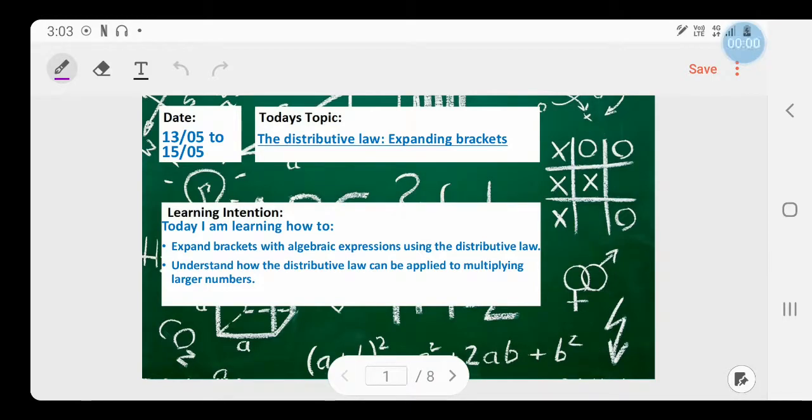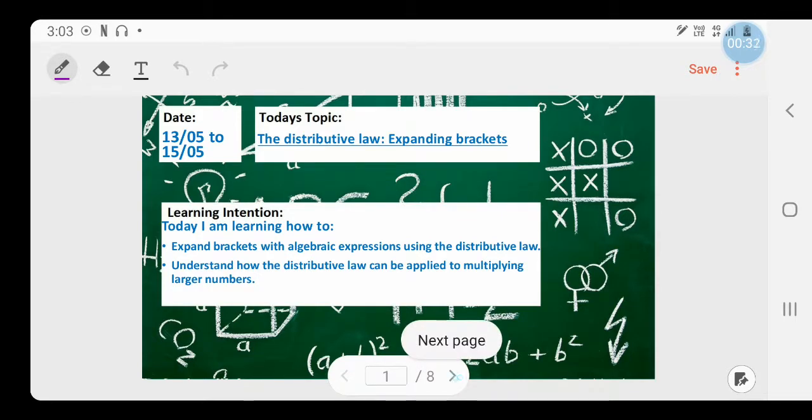Hey, Year 7s. Okay, today we're working on something called the distributive law, or the distributive property. But you won't often hear it called that. Usually you'll just hear it called expanding brackets, which means getting rid of brackets in an algebraic expression that contains brackets. Okay, so our learning intentions are to expand brackets with algebraic expressions using this law, and to understand how this law can be applied to multiplying large numbers.